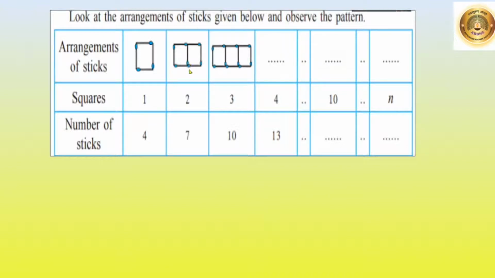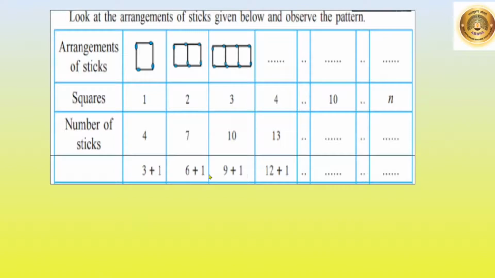In the second picture, you can see that there are 2 squares and the number of sticks has increased to 7. In the third picture, you can see 3 squares and 10 sticks are used. Now, as this goes on, you can see that it is following a pattern. You have studied about patterns in your lower classes also. So here you observe that the number of squares and the number of sticks are following a pattern. As the number of squares increases, the number of sticks also increases in a particular pattern.